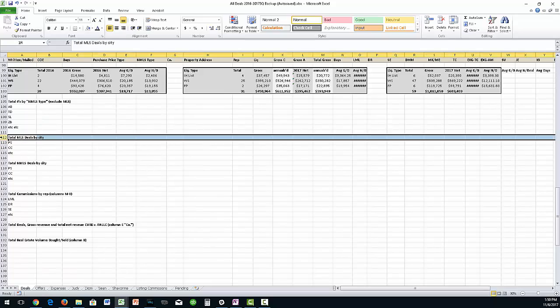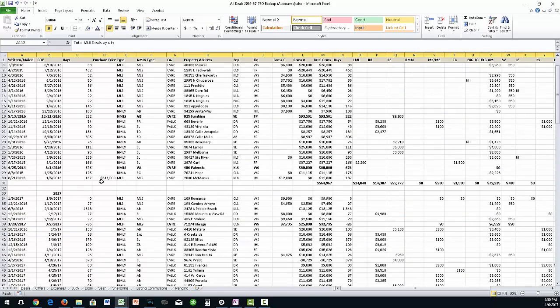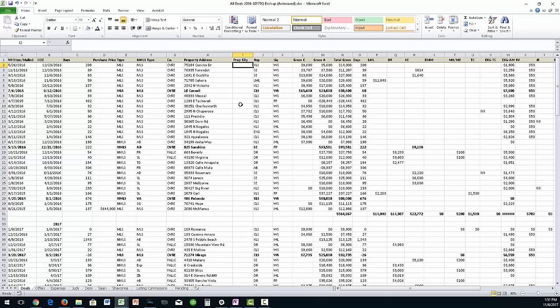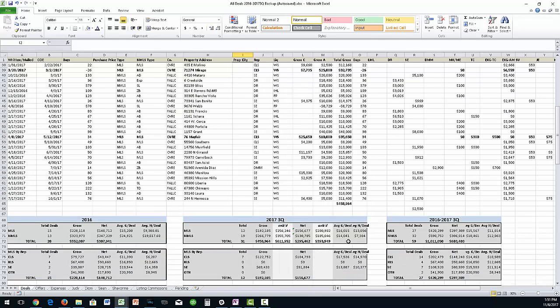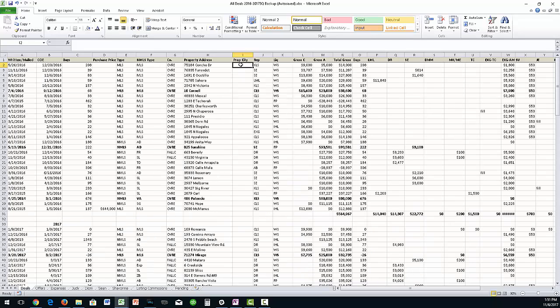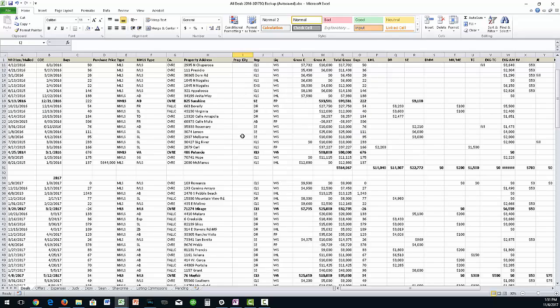I'd like to see total MLS deals by city, which is column... Oh, interesting. Okay, I need to add a column for that. Let me do that. Okay, I just added that. It probably screwed my numbers up. I mean, not these numbers, but the results. So prop city, I'll enter these in before I send it. We have a code for everything, Palm Springs, etc.